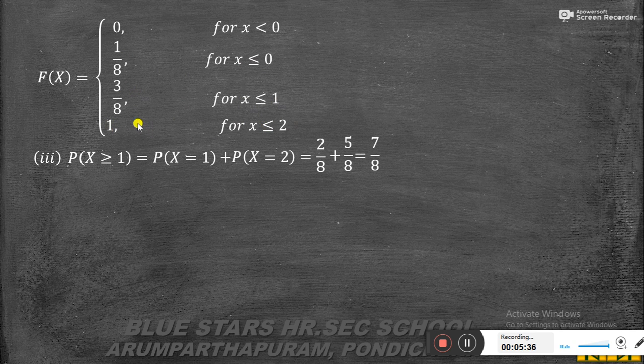So next, the third subdivision, probability of x greater than or equal to 1. Probability of x greater than or equal to 1 means the value 1 and above values. So I take probability of x equal to 1 plus probability of x equal to 2, because it is 1 and above. Probability of x equal to 1 value is 2 by 8 plus probability of x equal to 2 value is 5 by 8. You see the denominator is common. So 2 plus 5, 7 by 8. This is the answer for the probability of x greater than or equal to 1. So probability of x greater than or equal to 1 equal to 7 by 8.